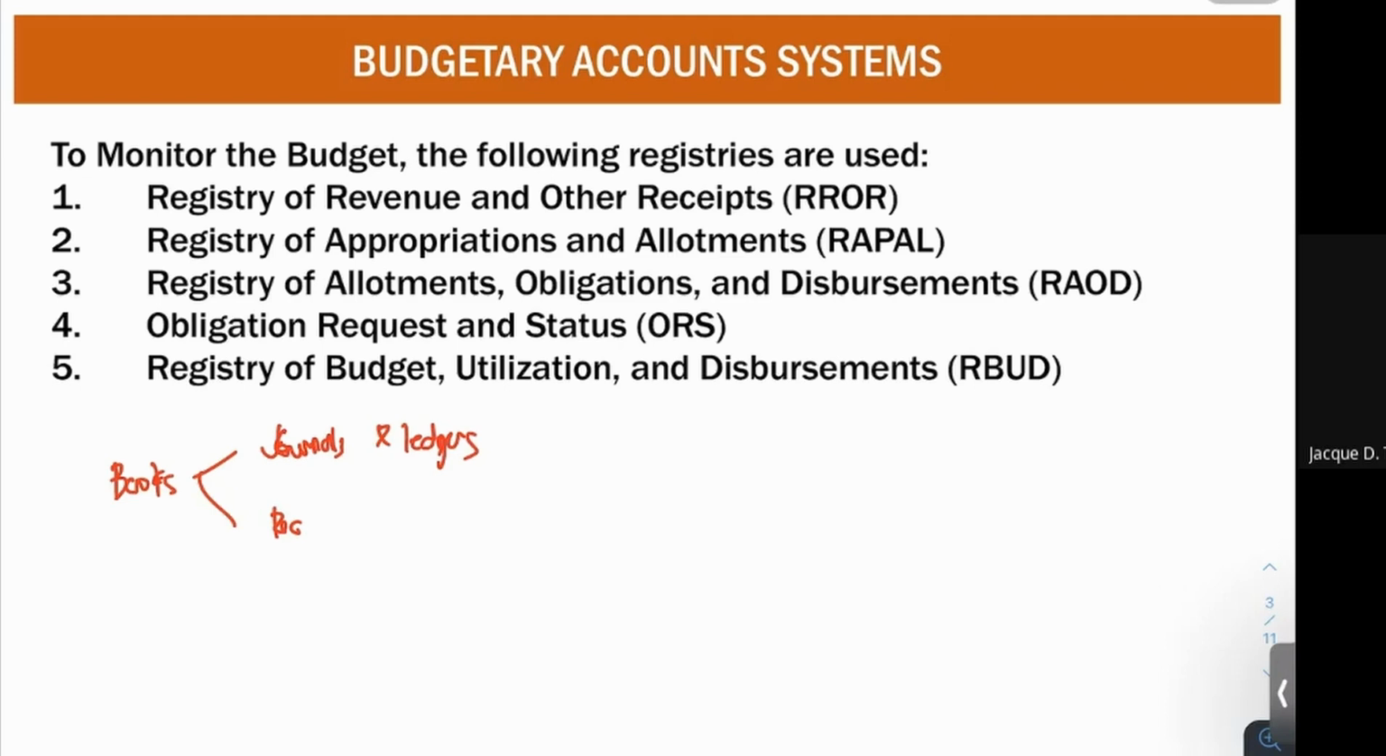The registries used in monitoring of your budget are, first, your registry of revenue and other receipts. Sir, why do we include revenue and other receipts as part of our budgetary account system? There is no budget that is given by the government to our revenue and other receipts. When we talk about revenue and other receipts, this monitors the revenue and other receipts that are collected by the government. Remember, the budget of a government comes from either a funding from taxes or a funding based on their own revenues.